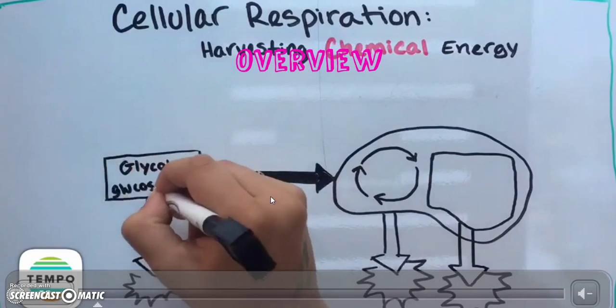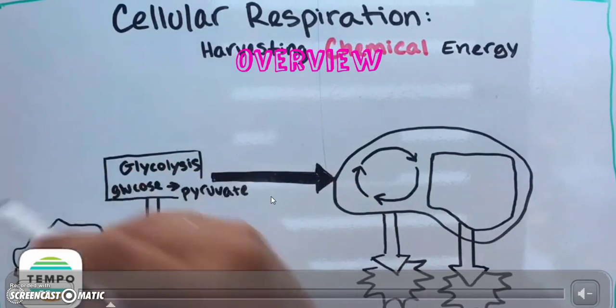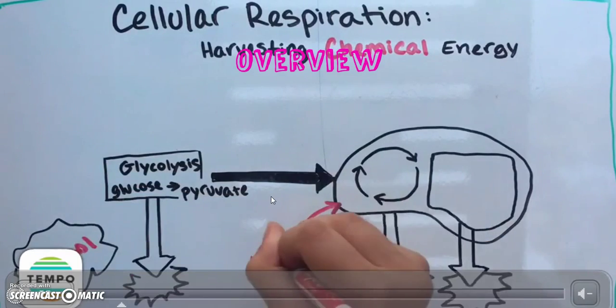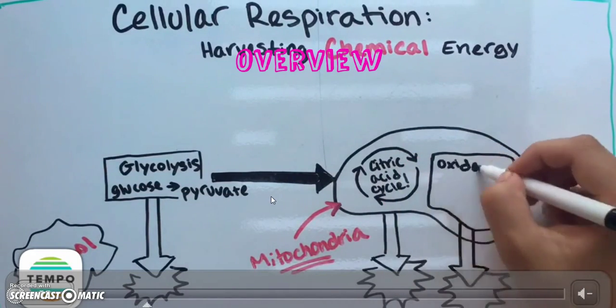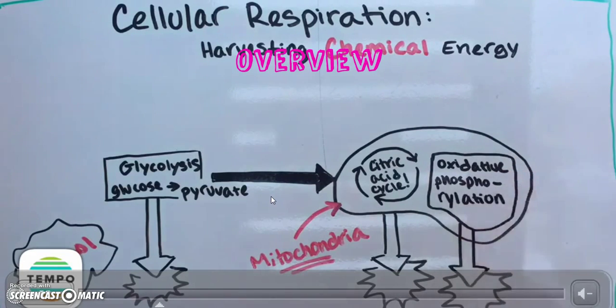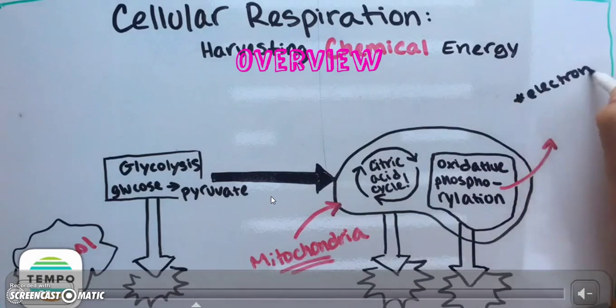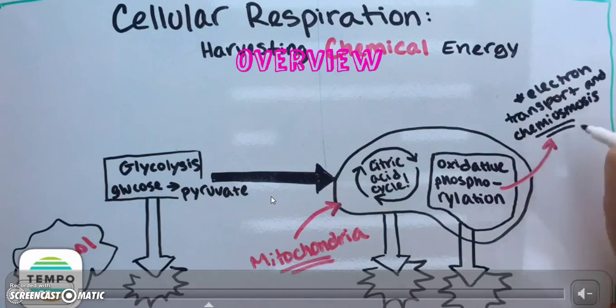Alright, so it's going to begin with glycolysis, in which glucose is going to be broken down into two pyruvates, happening in the cytosol. And then inside the mitochondria, we have the citric acid cycle and oxidative phosphorylation, which is going to be the electron transport chain and chemiosmosis.